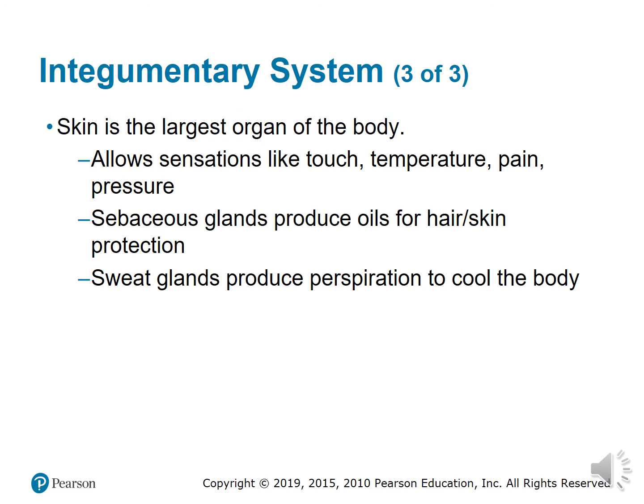It allows sensations like touch, temperature, pain, and pressure. Your sebaceous glands produce oil for hair and skin protection. Now, the more melanin you have, the more oils your body is going to produce for the skin and the hair to be protected. All right. So yeah, sweat glands produce perspiration to cool the body.